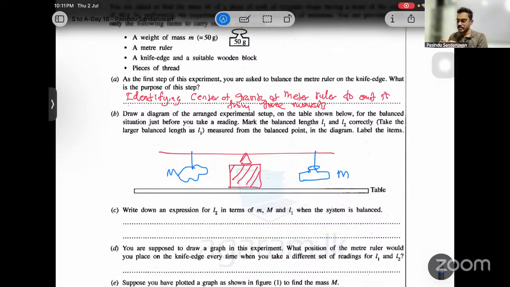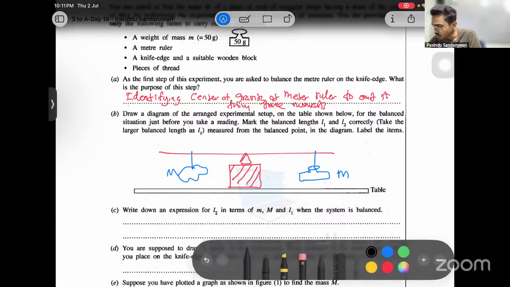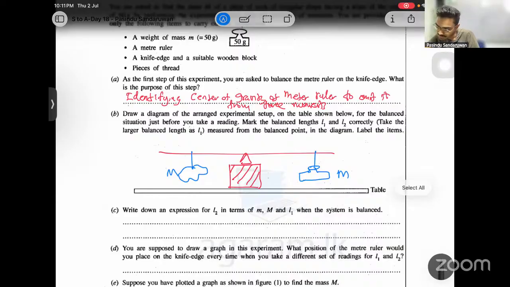The higher the mass, the lesser the equilibrium length in a force moment. Higher the mass, lesser the length. That's important. It says take the larger balance length as L1. The larger balance length should be with the smaller mass, so L1 should be here and L2 should be here. Then it will be marked properly. Otherwise, if you have switched L1 and L2 with a mistake, no marks.